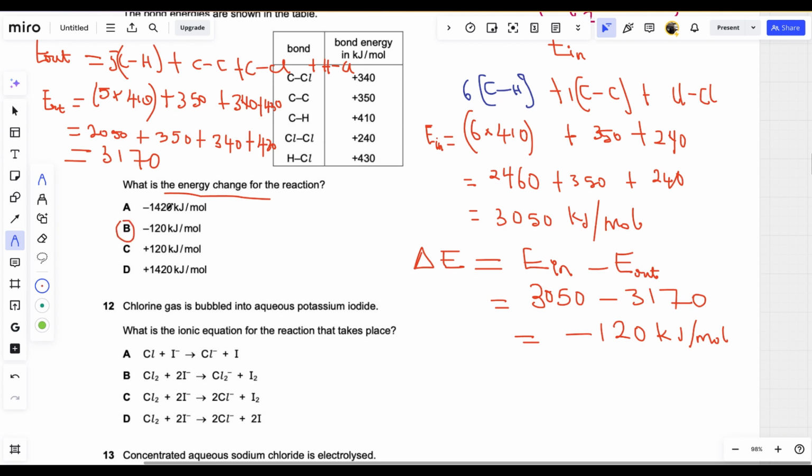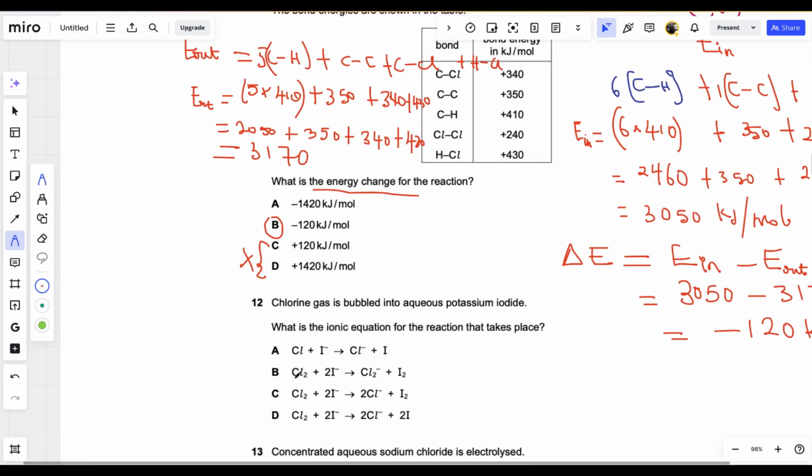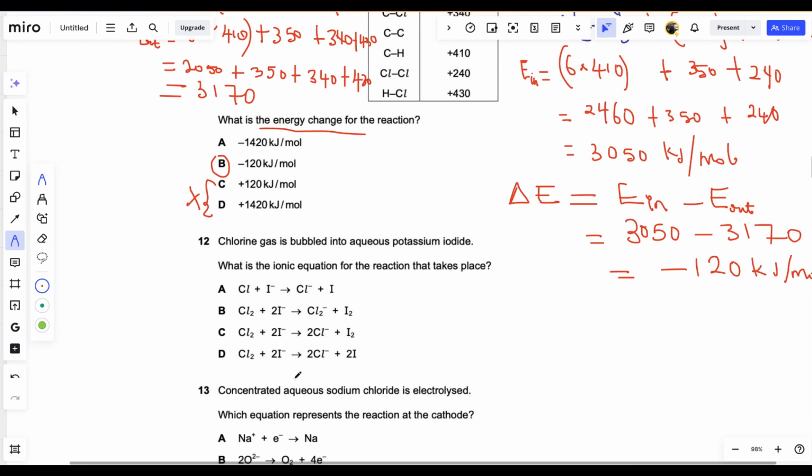So this and this are already out. See, in the exam you should know questions that are outrightly out. It's not endo, endo is positive. They say exothermic, so the answer lies between A and B. After solving, you are able to know that the answer is B, right? Okay, that's question number 11. Now let's go to question number 12.